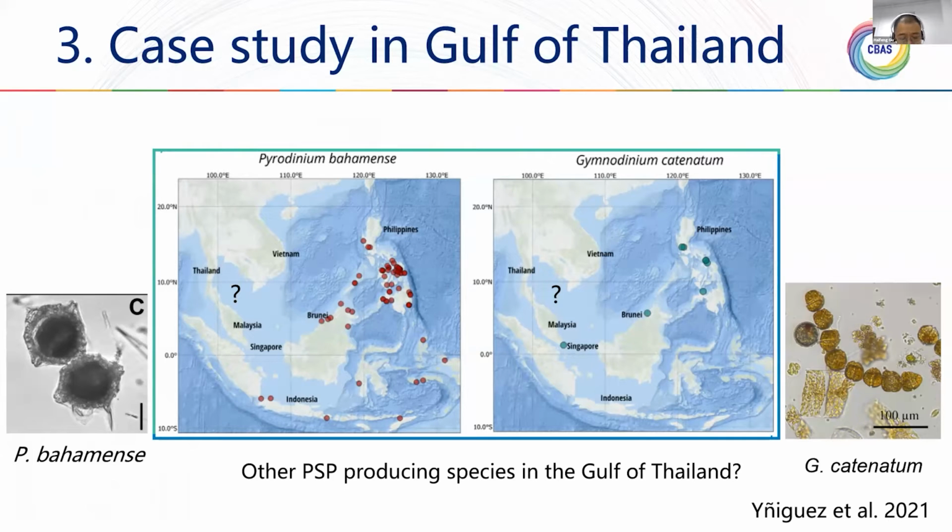In addition to Alexandrium species, two other dinoflagellate species, Pyrodinium bahamense and Gymnodinium catenatum, are also able to produce PST. These two species have been reported in the eastern part of the South China Sea, but whether they are present in the Gulf of Thailand is not clear.